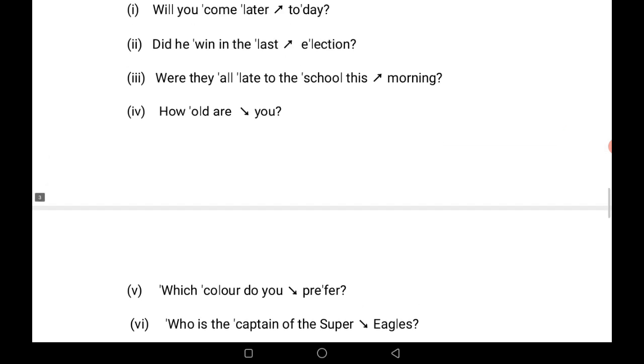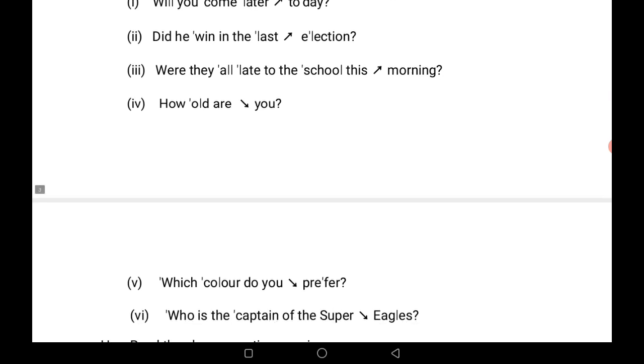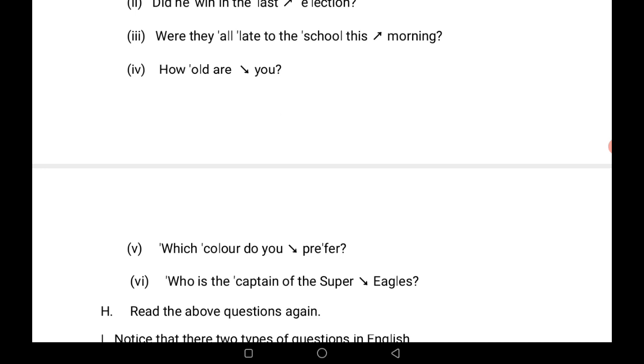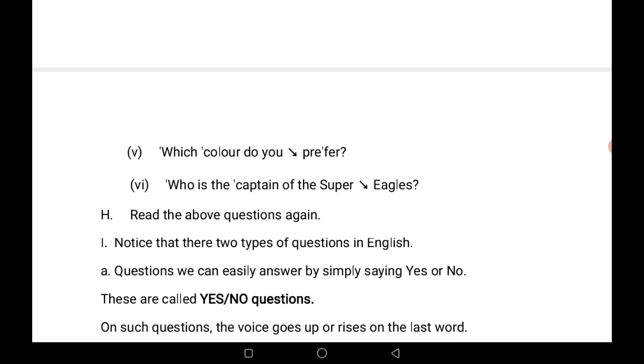Can you notice something in this example? Roman figures 1, 2, 3 all have rising tune, while Roman figures 4, 5, and 6 all have falling tune. What can you get from this? Now let's read further. Note that there are two types of questions in English. The first one are called yes or no questions. That is, questions that you can answer with either yes or no.